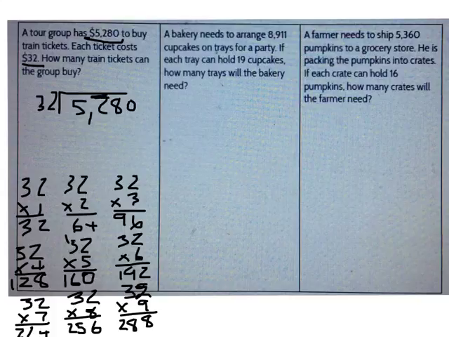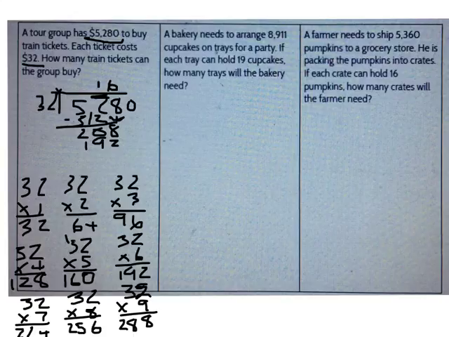How many times does 32 go into 52? It goes in one time. What's 1 times 32? It's 32. When I subtract 52 minus 32, how many do I have left over? I have 20. I can bring down my 8. Now I can divide in the next place. How many times does 32 go into 208? 32 goes into 208 6 times. What's 6 times 32? It's 192.